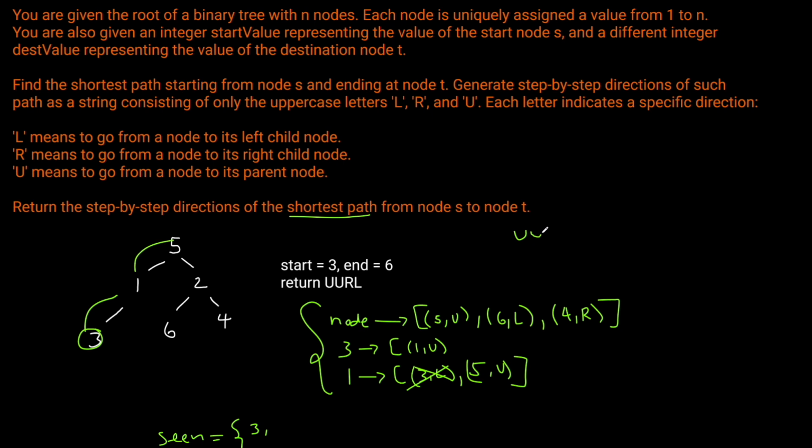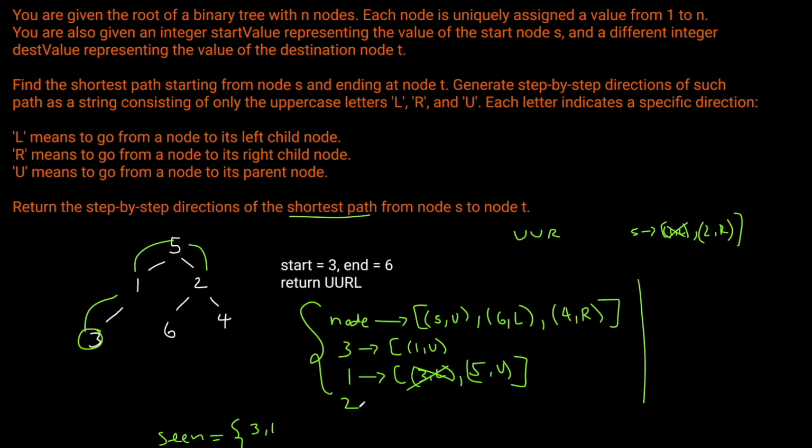So we go up to the 5, which means that we add a U here. So let's see if we have extra space here. So the 5, what are its options? Well, we could go to the 1 to the left, but we know that this isn't possible because we've just visited 1, so we're not going to consider it. We could go right to the node 2, and it actually doesn't have a parent node because 5 is the root of the tree. So our only option is to go to the 2. So we go to the 2, which means that we've taken a right.